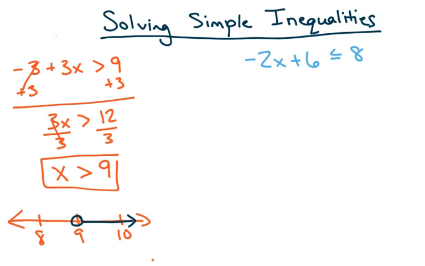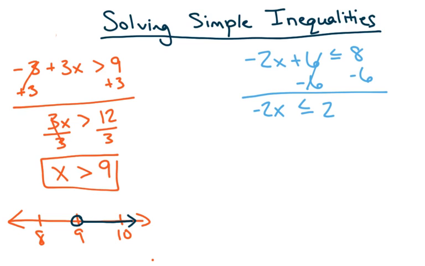Looking at my next inequality, I've got negative 2x plus 6 is less than or equal to 8. So again, I'm going to begin trying to get this x by itself. I'm going to subtract 6 from both sides of my inequality. When I do that, I'm left with negative 2x. 6 minus 6 is 0, which is what I wanted. And that's less than or equal to 8 minus 6, which is 2.